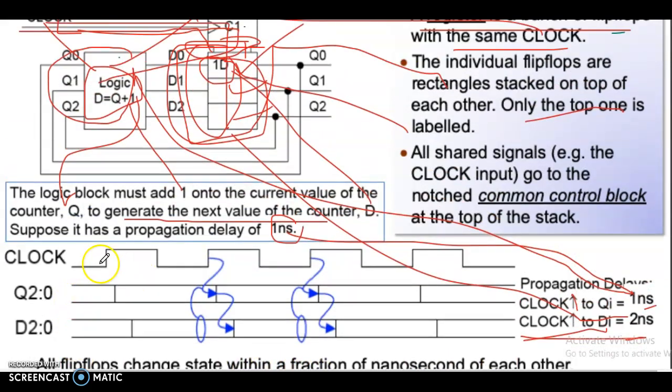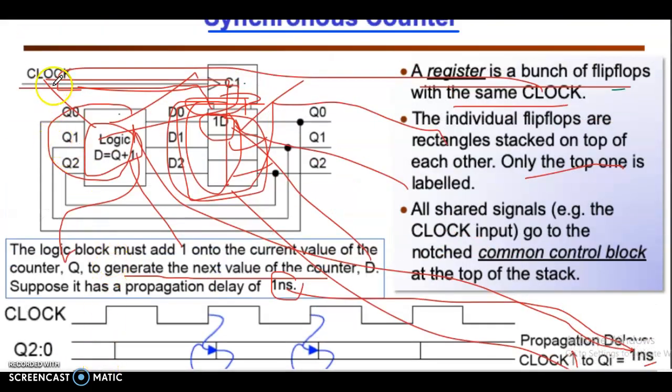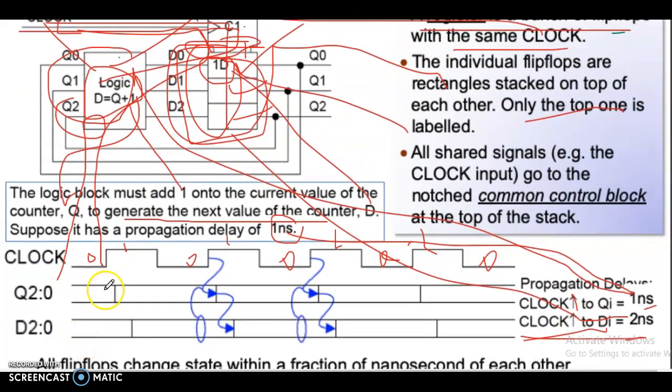Okay, clock. This clock signal goes 0, 1, 0, 1, 0, 1, 0. Q2, this one, has a delay. This is the delay, 1 nanosecond. Now for Q, here 1 nanosecond.